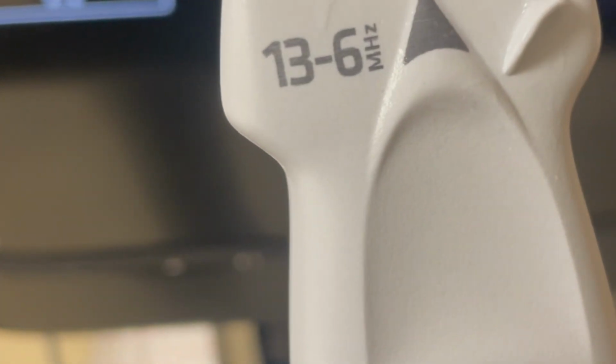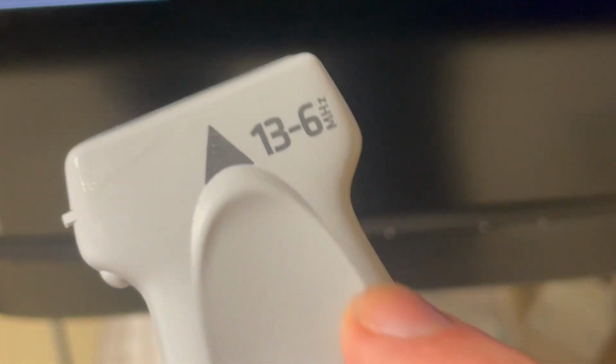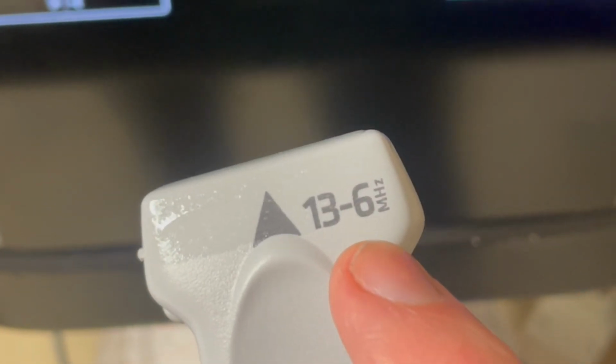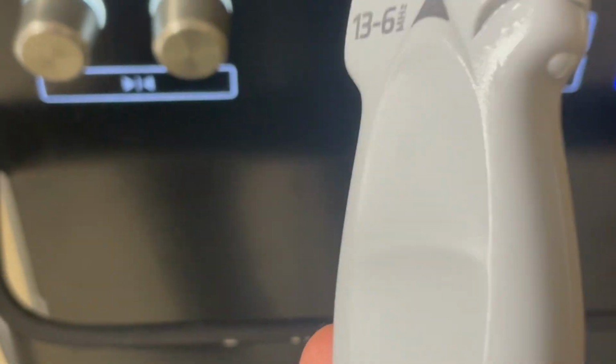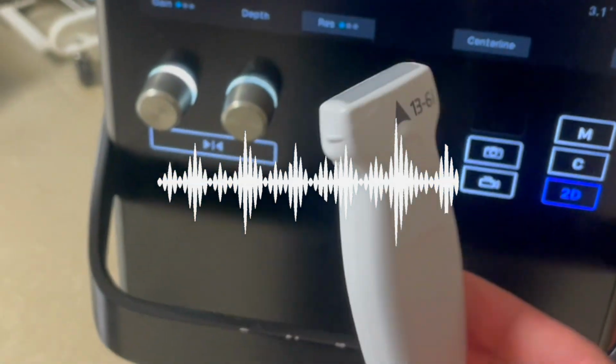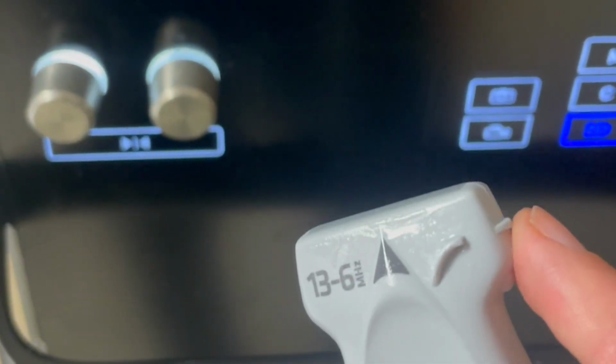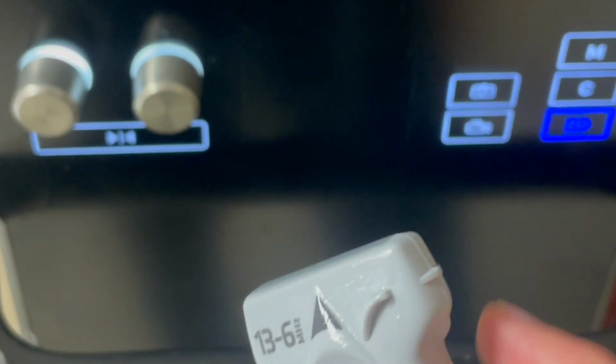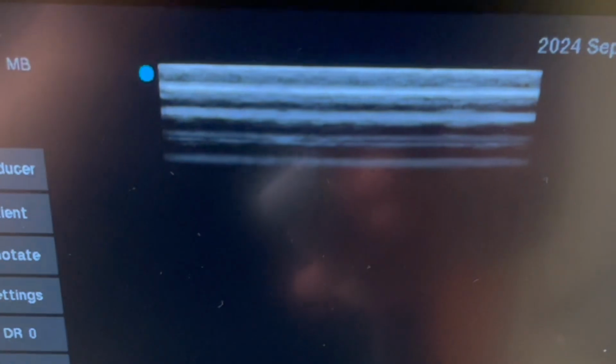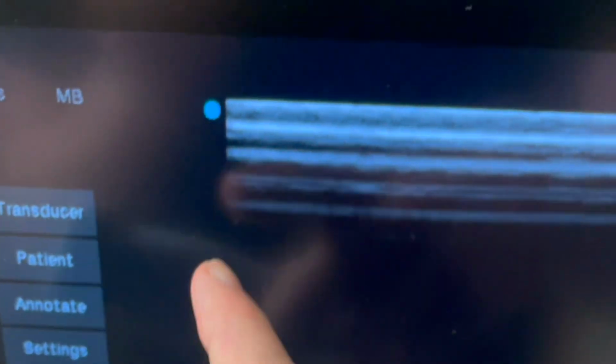So notice on my transducer, these are the megahertz that we use. Ultrasound uses sound waves to identify an object. It's not detectable by the human ear. Notice here we have our indicator, and this correlates on the screen with this blue dot. And this blue dot can be switched to different sides based off of the settings. So always pay attention to where your indicator is so you don't get disoriented.